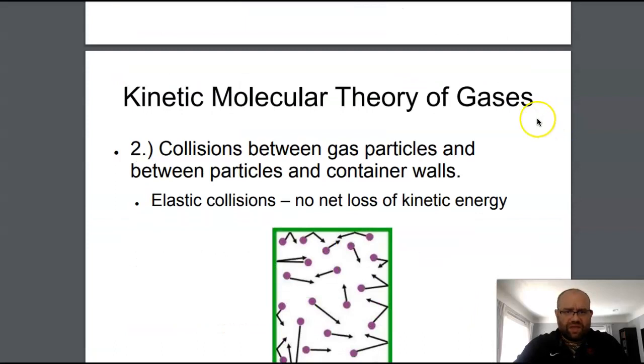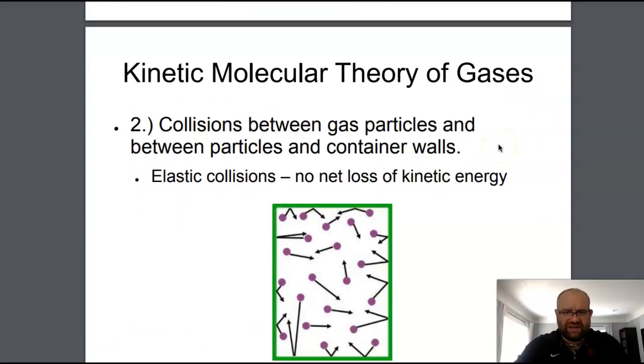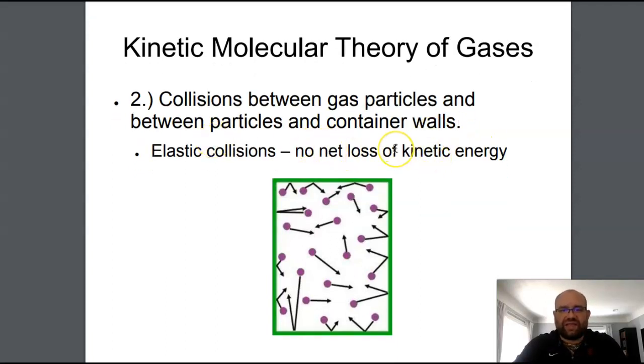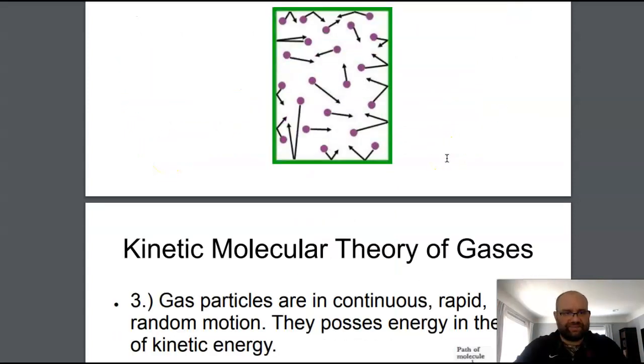The second assumption: the collisions between the walls of the container and the gas particles are going to occur. That's going to increase pressure. More collisions would be more pressure. The definition here: elastic collisions mean that there's no net loss of kinetic energy. Think of two billiard balls when they hit each other, they bounce off. An inelastic collision would be like two balls of gum that, when they collide, stick together a little bit. An elastic collision would be like the billiard balls. So there's no net loss of kinetic energy.